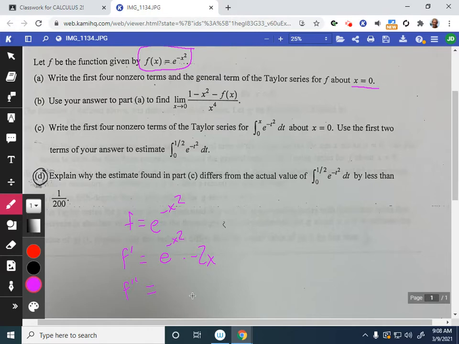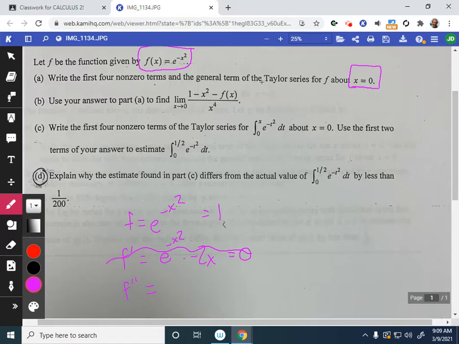This is going to take me a while because I want the first 4 non-zero terms, but I'm centering at 0. So look what happens when I plug 0 in. When I plug 0 into the first term, I do get 1. 0 into this one gives me 0. So this isn't even going to be able to count in terms of finding the first 4 non-zero terms. So I want to use substitution instead.